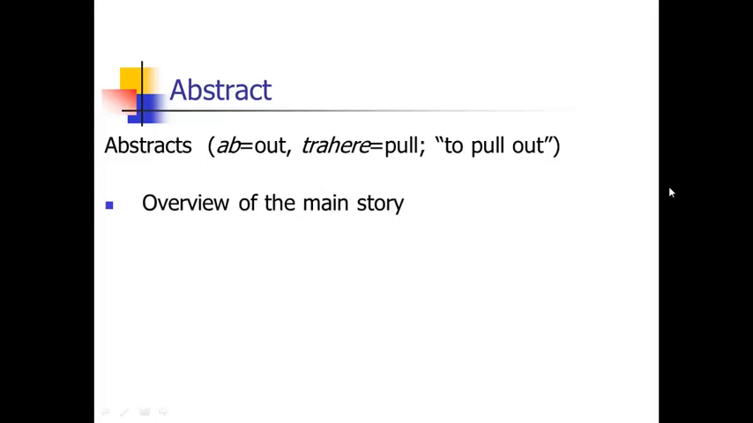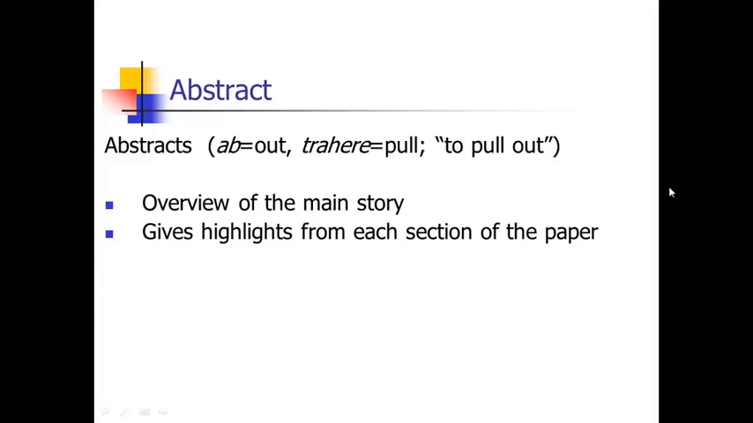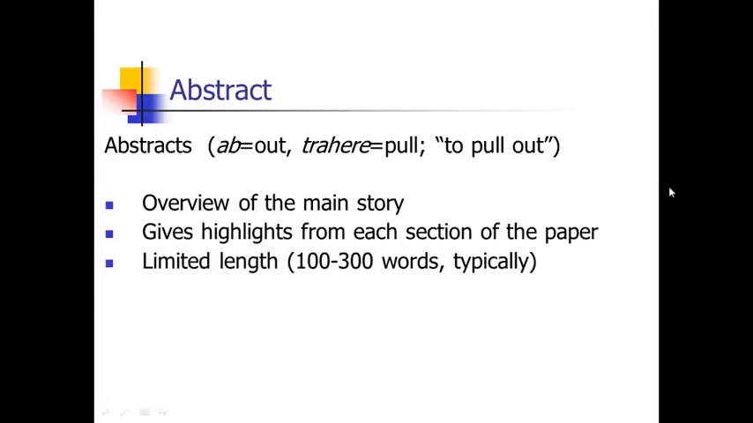So what does the abstract do? It gives you an overview of the main story of your paper. Obviously, it's what a lot of people will read, and so you need to get as many of the key points in there as you can. It highlights something from each section of the paper. And it's usually of a limited length, sometimes 100 to 300 words, so this is a great place where you can use all those skills about cutting clutter to get the really key important information into that small word count, and cut out all the words that are really unnecessary.